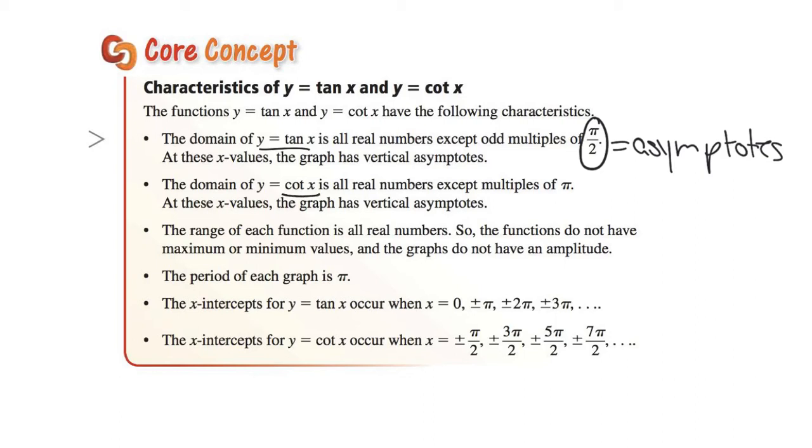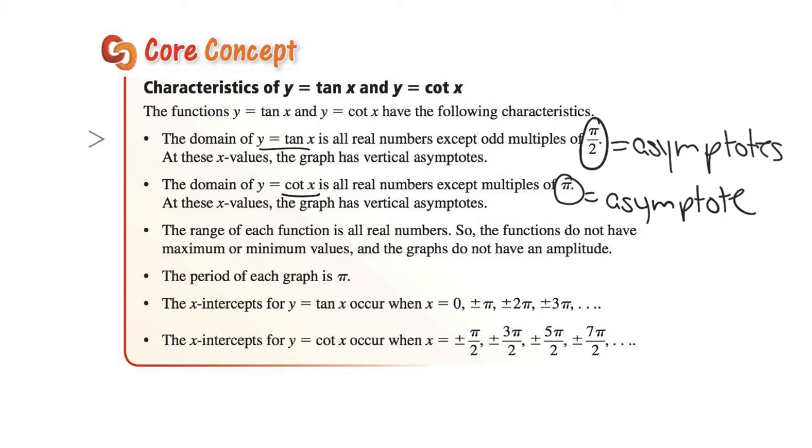Now the domain of cotangent is all real numbers except for all multiples of pi, which those are the asymptotes, which you guys saw in the prior video. So this isn't necessarily something you have to list out, but it's something you need to know.